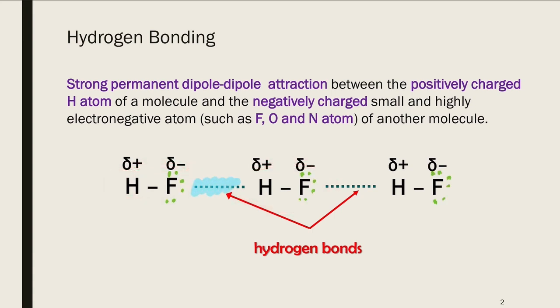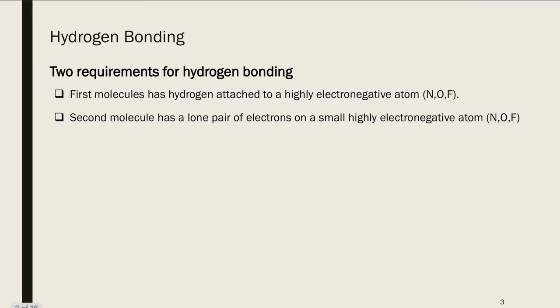So as you can see from the diagram, the hydrogen bond is formed between the negatively charged fluorine atom with the positively charged hydrogen atom that is attached to a molecule. So there are two requirements for hydrogen bonding. First, the molecule has hydrogen attached to a highly electronegative atom, N, O or F.